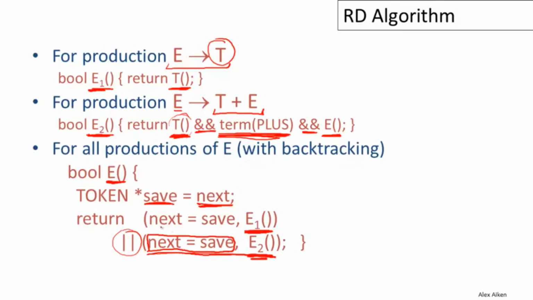Now finally, what about this particular statement, next equals save here? Well, this is not strictly needed. Notice that here we save the next pointer in the save variable, and then the very first thing we do is we copy it back over to next again. This is just for uniformity to make all the productions look the same. But since this is the very first production, we actually don't need this assignment statement if we don't want to have it.